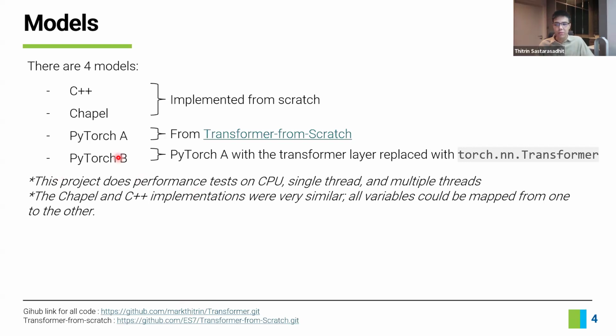And for Python B, it's just Python A with the transformer layer replaced with the transformer block from PyTorch. The reason that I include both PyTorch versions is just to have an existing framework as a reference when I compare the performance. And this project only compares on CPU. GPU and multi-locale are not included in this project.